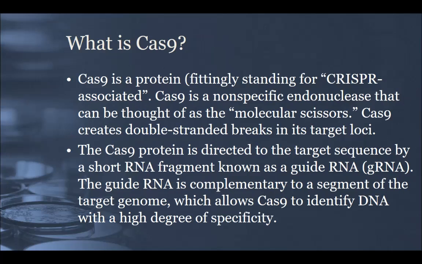Now, Cas9 is another protein, fittingly standing for CRISPR-associated protein. CRISPR-associated protein 9 is a non-specific what we call endonuclease. I want you to think of it as molecular scissors. So Cas9 creates a double-stranded break in its targeted loci. Remember, loci is position on a chromosome. And the Cas9 protein is directed to a particular target sequence by an RNA fragment. Now, if we can program the Cas9 for a particular sequence that we're trying to remove, we can actually have the Cas9 protein cut out the bad sequence and insert a good sequence in its place.